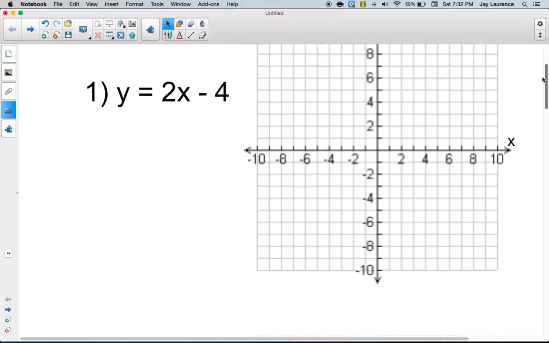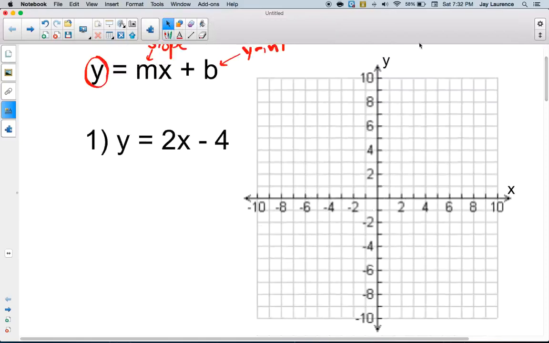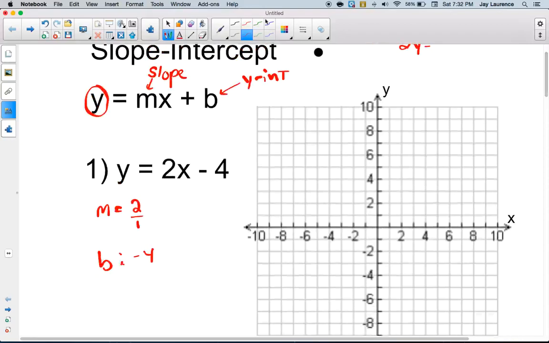Okay, so let's take a look at this one here. We've got y equals 2x minus 4. Well, since it's linear, right, we know how to identify a linear equation, and y is alone, I can say that the slope, m, is 2, or better yet, 2 over 1. I can say the y-intercept is negative 4. So in other words, the line will cross the y-axis where the y value is negative 4.